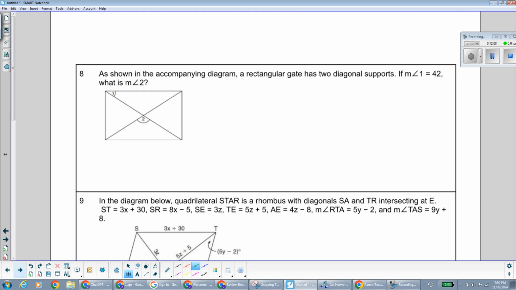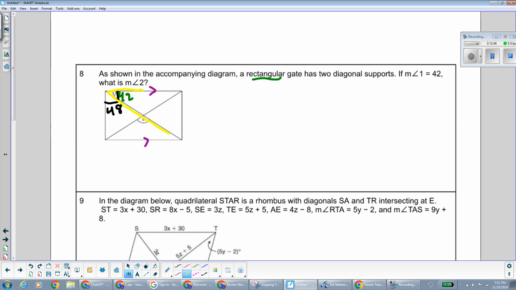Okay. This is a rectangle. 42 degrees. I know that the corner angle is 90. So let me figure out what the other piece needs to be. 90 minus 42 is 48. I also know that rectangles have parallelogram properties. So I know opposite sides are parallel.